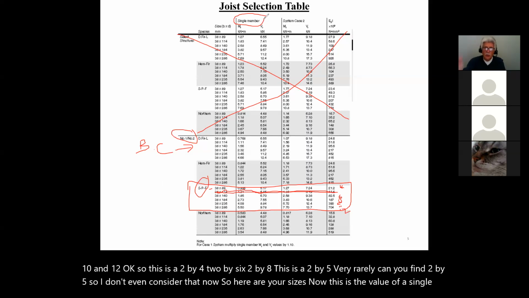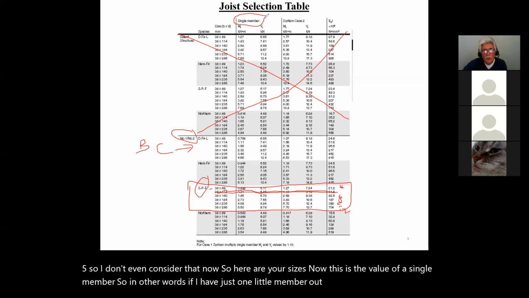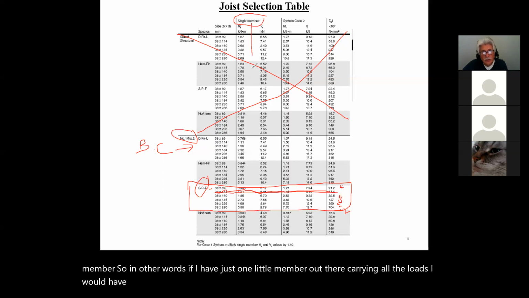So in other words, if I have just one little member out there carrying all the loads, well, I would have to use the values here. This is for a single member.